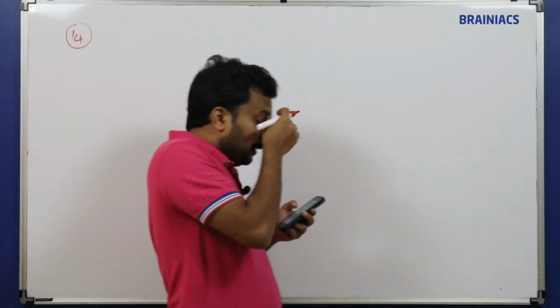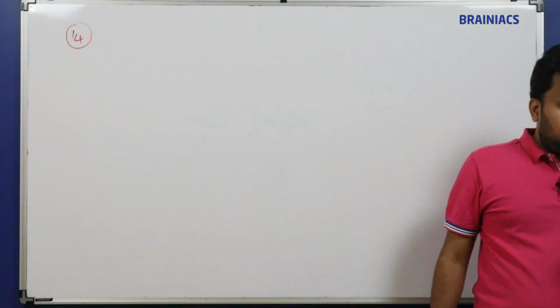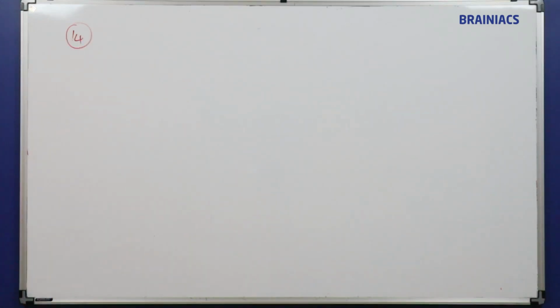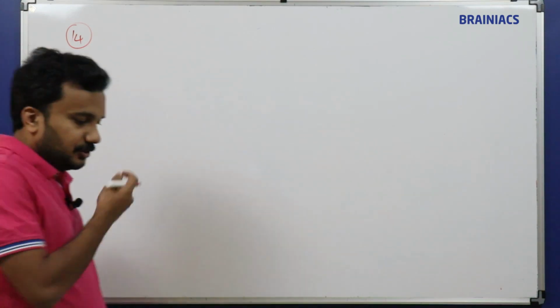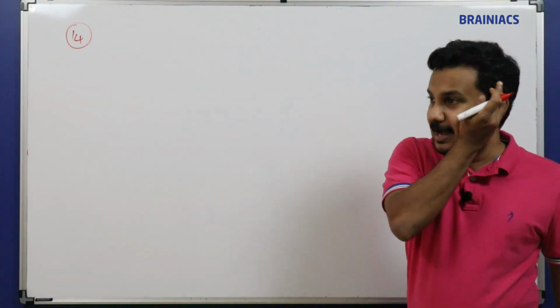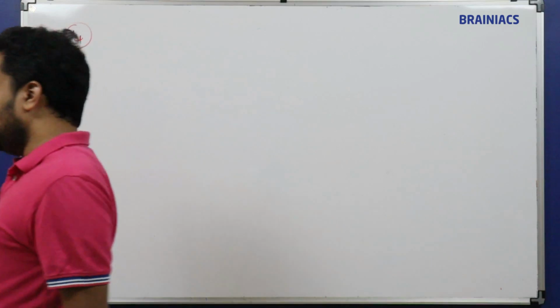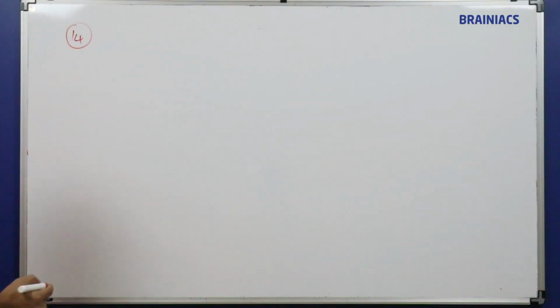Question number 14: the wavelength of K alpha line characteristic X-ray emitted by an element is 0.32 angstrom. The wavelength of K beta line emitted by the same element will be? This question actually comes from the atom chapter, but as wavelengths are involved, we have a role here.